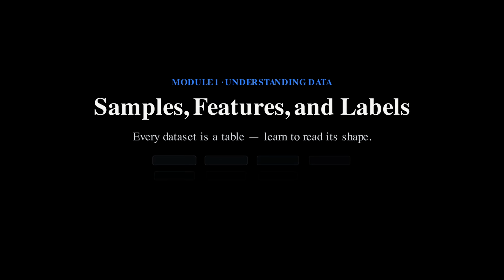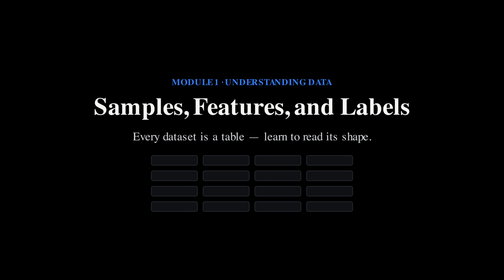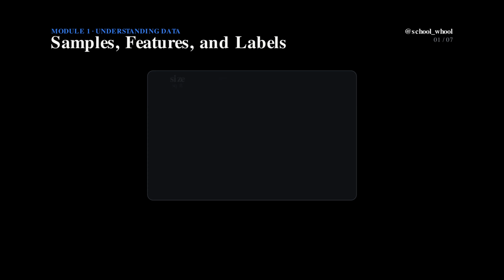A machine learning model is only as good as the data you feed it. So before we train anything, let's get clear on what a dataset actually is. Almost always, it is a table, and that table has a shape worth learning to read. Here is a small dataset of apartments. Every dataset is really just a table like this one.